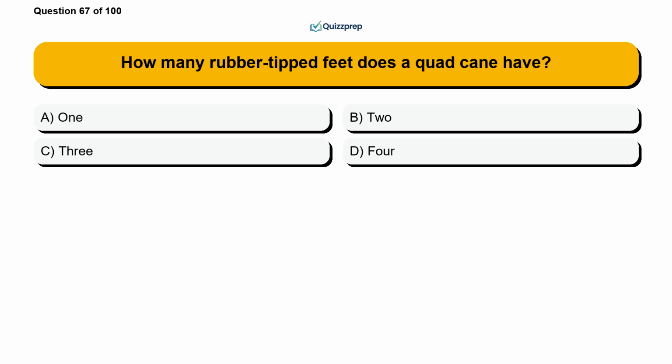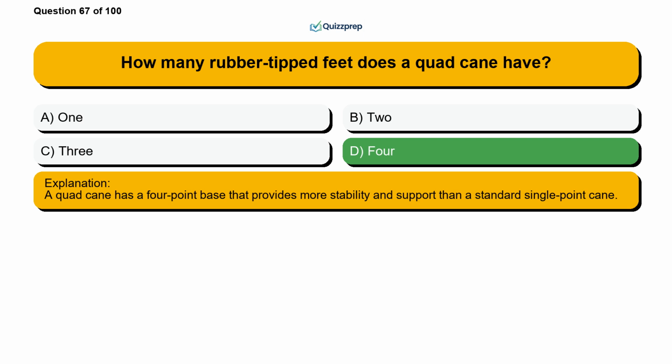Question 67. How many rubber-tipped feet does a quad cane have? Option A, 1. Option B, 2. Option C, 3. Option D, 4. The correct answer is option D, 4. A quad cane has a 4-point base that provides more stability and support than a standard single-point cane.